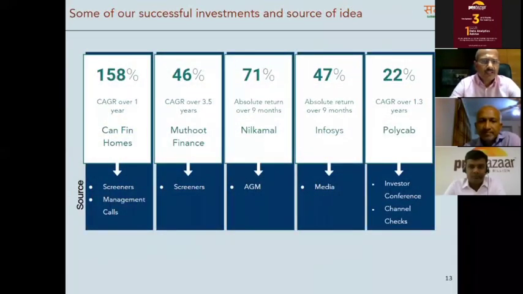Just some examples of some of the investments we have made, and the interesting thing is that these ideas have come to us from a variety of different sources. We keep running different screeners, which give us an initial list of names to work with. A number of ideas have come through that way, whether it's Canfin Homes or Muthoot Finance. But sometimes attending annual general meetings has also become a source of ideas. Sometimes, media gives us an opportunity. When there was this whistleblower complaint, Infosys stock tanked, and we saw that as a clear opportunity because there was really nothing material in that, and that's how we grabbed that. And sometimes IPO meets also become a source of ideas, like Polycap was. So there are a number of different sources from which we find ideas.